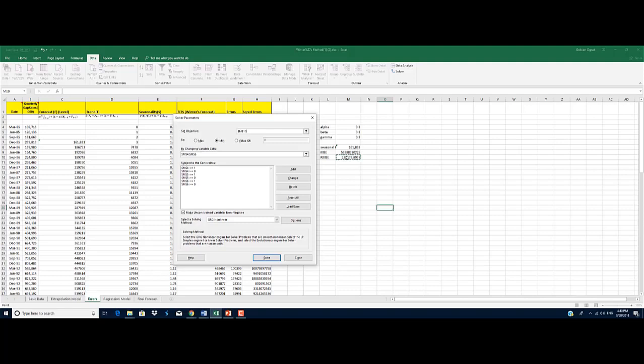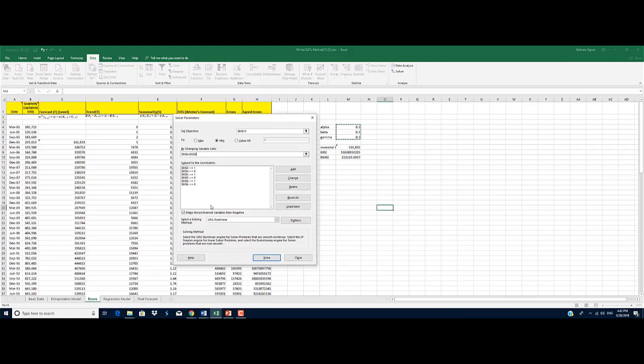Since we use root mean square error in our assignments, I prefer to use it for this example as well. I want to minimize root mean square error by changing the variable cells from M4 to M6. These are the cells that have the random values for alpha, beta, and gamma, subject to the constraints that each one of these is not smaller than 0 and not bigger than 1. Because I don't want the computer to find alpha, beta, gamma that is greater than 1 or smaller than 0.